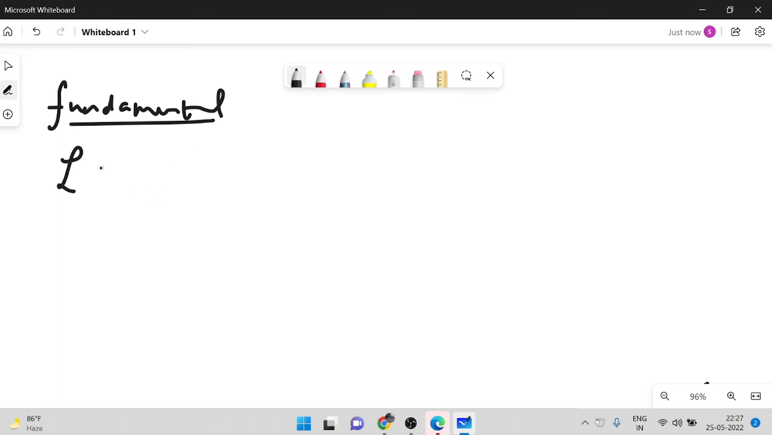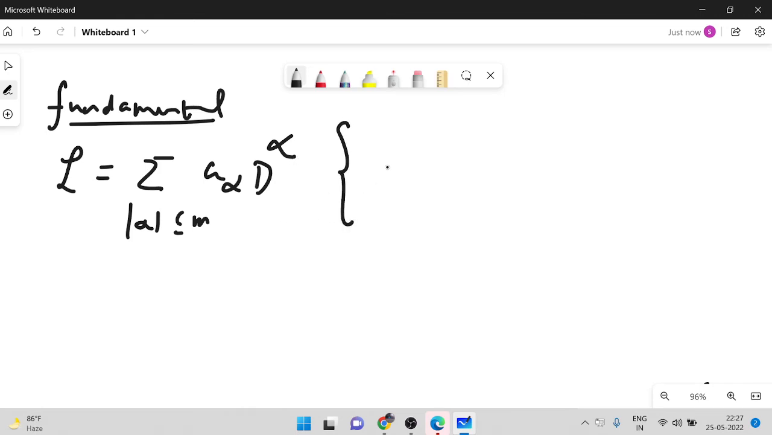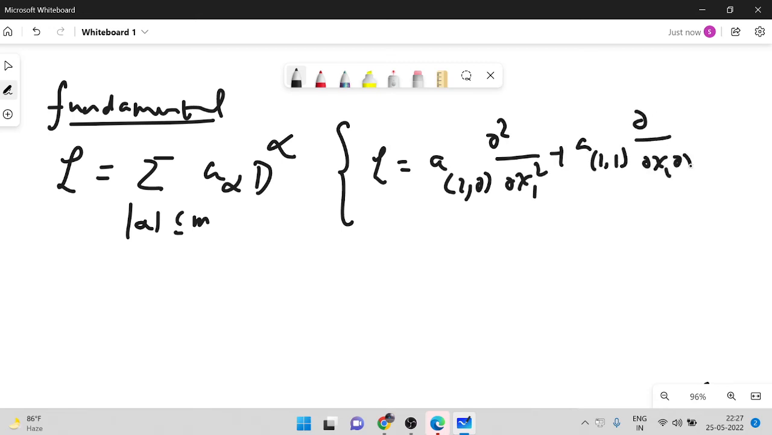So now we define an operator L. L is equal to the sum over mod alpha less than or equal to m of A of alpha into D of alpha. So this is basically a differential operator, written in an abstract sense. Now I'll give an example. Let's say you have A of 2,0 dou square by dou x1 square plus A of 1,1 dou by dou x1 dou x2 plus A of 0,2 dou square by dou x2 square. So this is an example of a Laplacian operator.